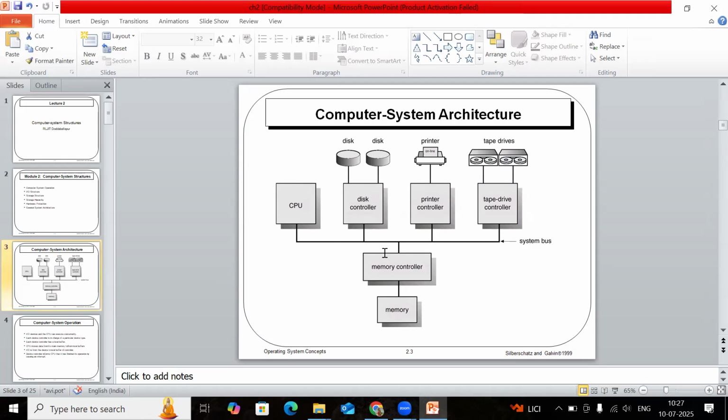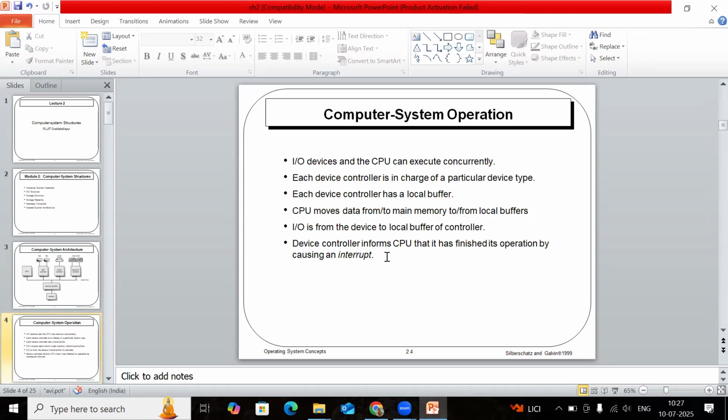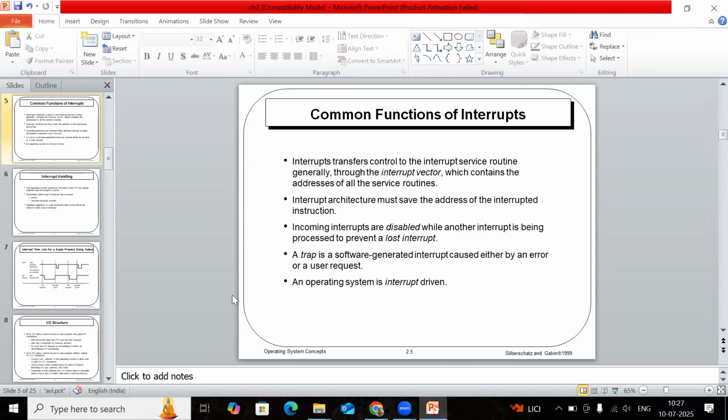The CPU moves data from main memory to the local buffer. Input/output is from the device to the local buffer of the controller. The device controller informs the CPU that it has finished its operation by causing an interrupt. The interrupt service routine handles it, and the interrupt vector contains the address of all service routines.